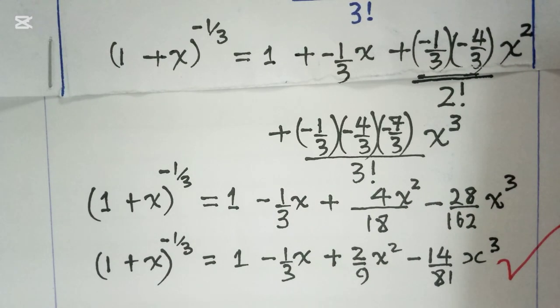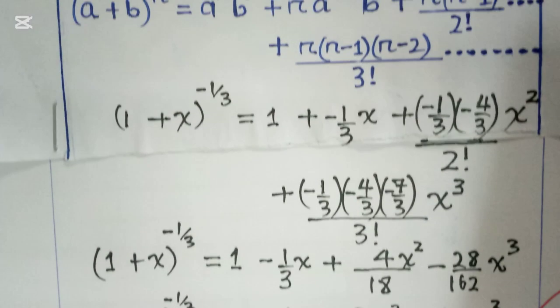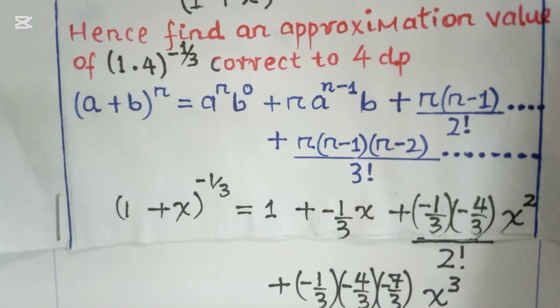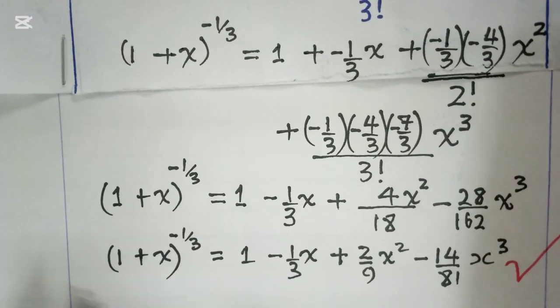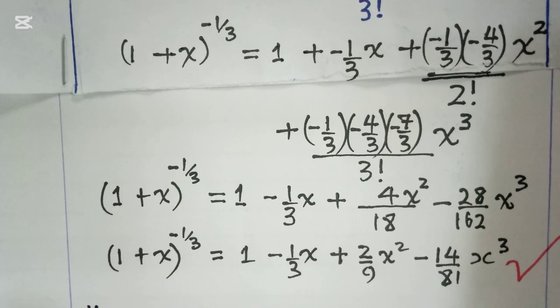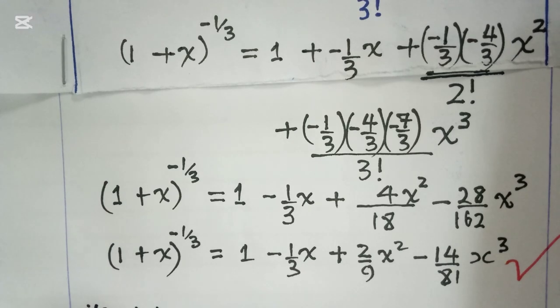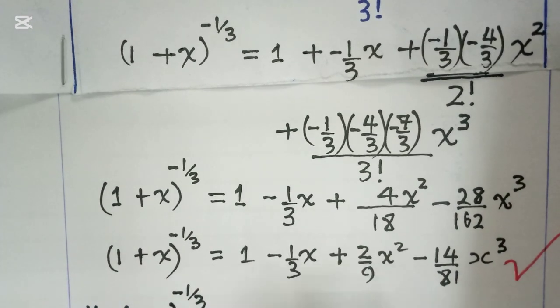The next question, guys, is like this. Here it says, hence find an approximate value of 1.4 raised to negative a third, correct to 4 decimal places. So guys, we have a question here. I can call it Roman 2. We are told to find 1.4 raised to negative a third. Hence, meaning that we are going to use this formula, guys.